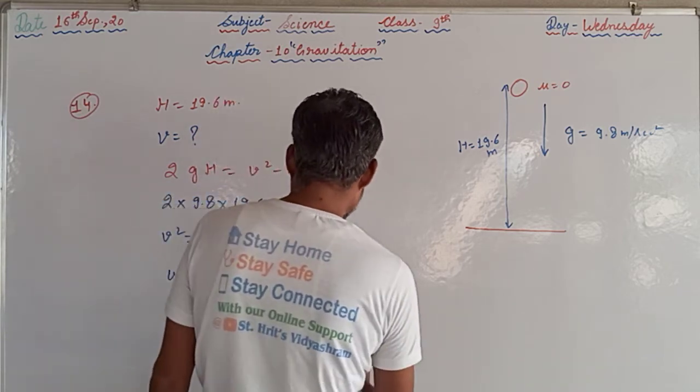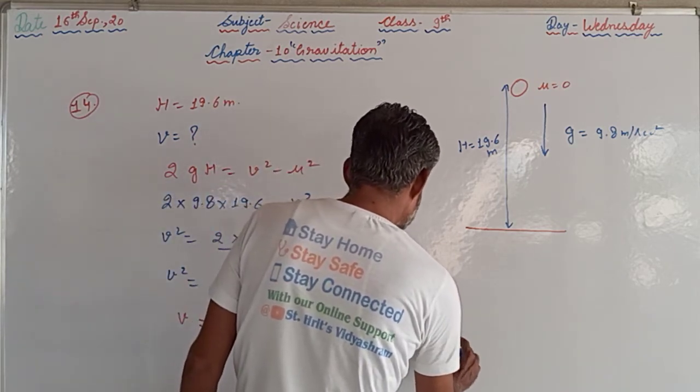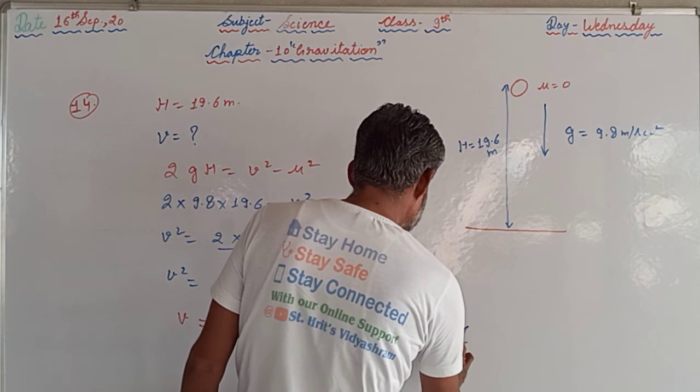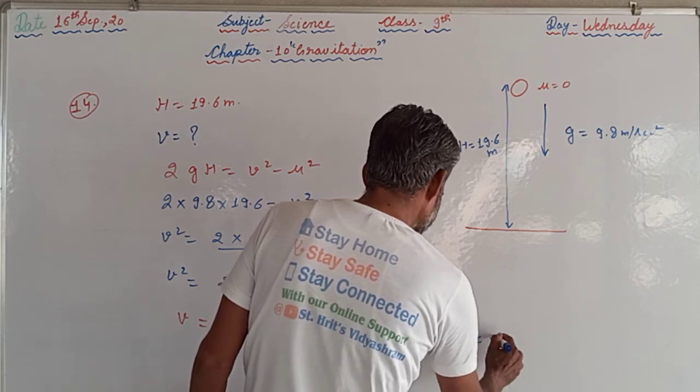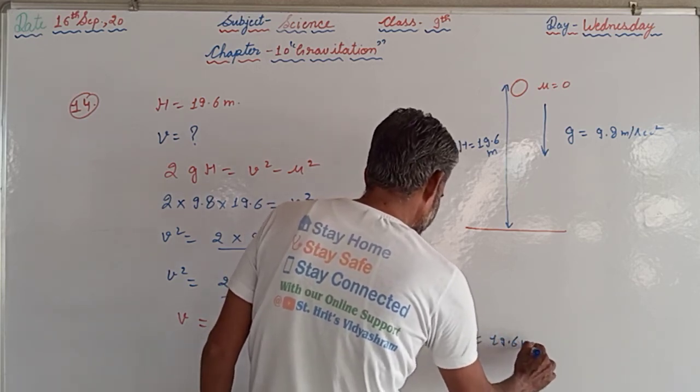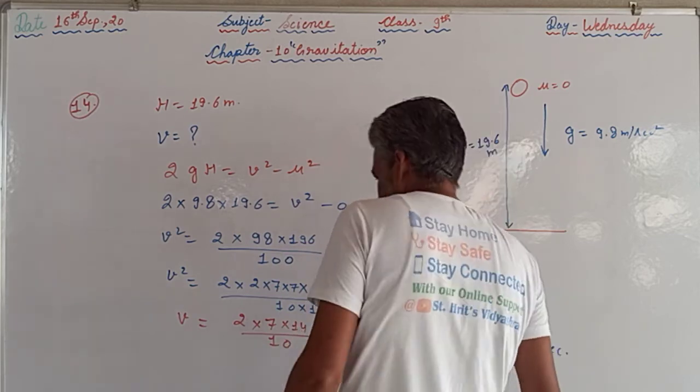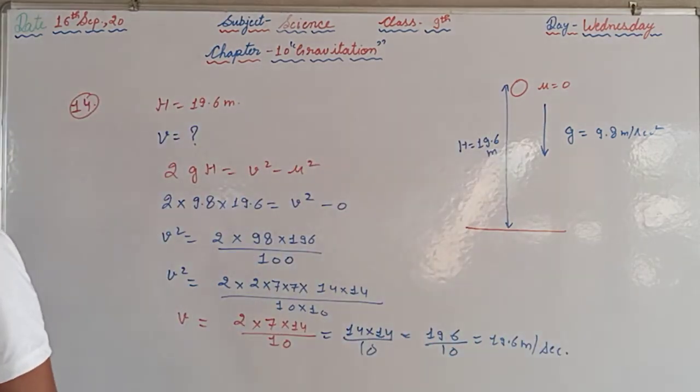14 into 14 is again 196 upon 10, and that will become 19.6 meter per second. That will be the velocity with which that stone will strike the ground.